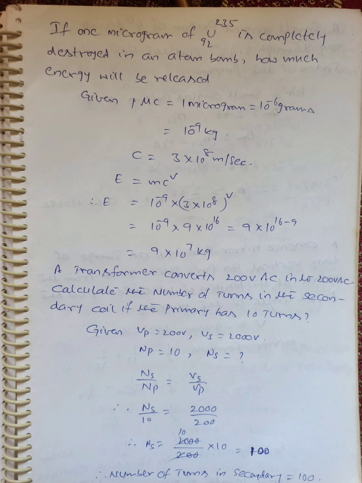A transformer converts 200 volts AC into 2000 volts AC. Calculate the number of turns in the secondary coil if the primary coil has 10 turns. So according to the given problem, Ns by Np is equal to Vs by Vp, transformer rule. Ns by 10 is equal to 2000 by 200, therefore Ns is equal to 100. Number of turns in secondary coil is 100 turns. The basic formula used is ratio of number of turns in secondary coil to number of turns in primary coil is equal to ratio of voltage in secondary coil to voltage in primary coil.